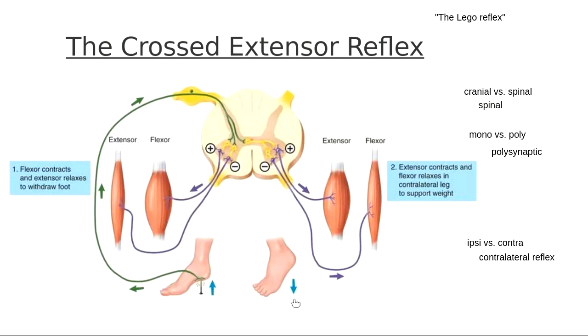So the crossed extensor reflex allows you to take one foot off the Lego and catch yourself with the other foot so you don't fall down on top of the Legos. So this is my best example of what we call a contralateral reflex. Some of my motor directions go out the same side, but I also have to respond with the opposite side of the body. That's what makes it contralateral. The opposite side is involved as well.